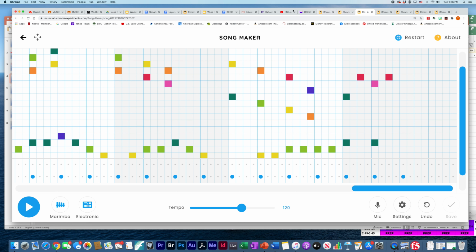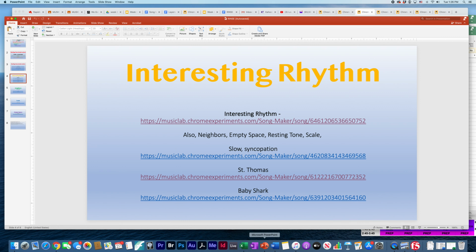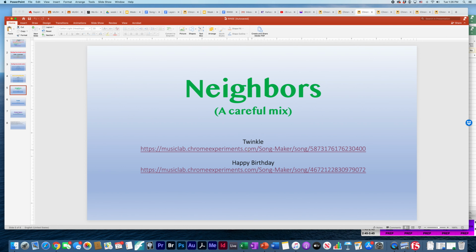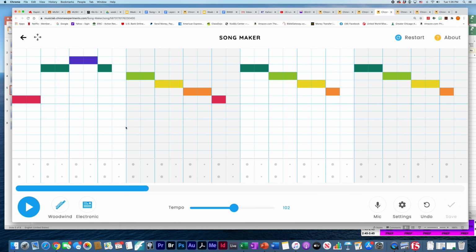Okay, we may talk about that one again later. Interesting rhythm. So we have resting tone, interesting rhythm, and now neighbors. Okay, so neighbors in music, those are notes that are next to each other. So C, D, E, F, G, they're next to each other in the alphabet. C and D are neighbors, D and E, etc.